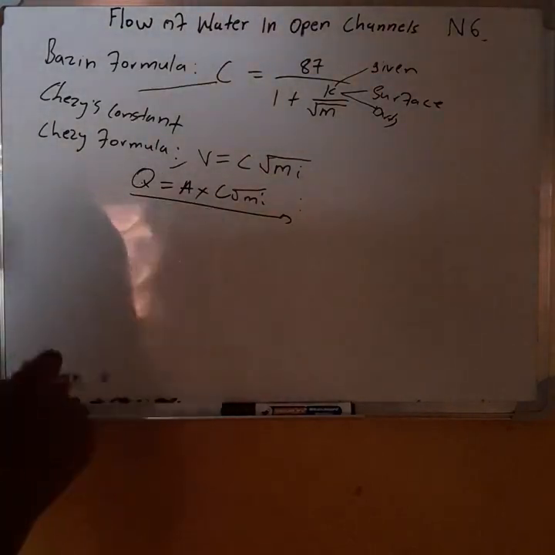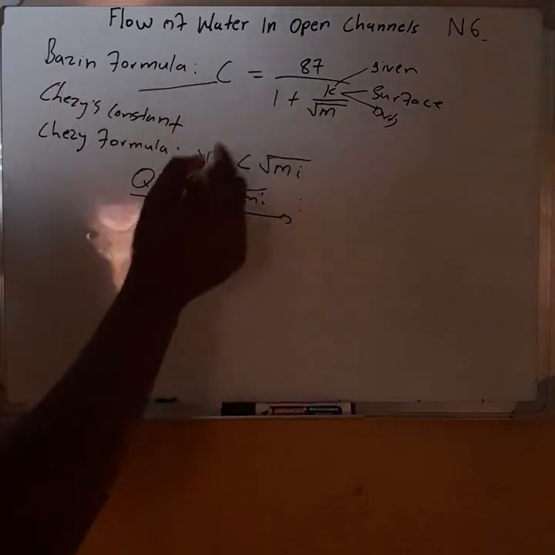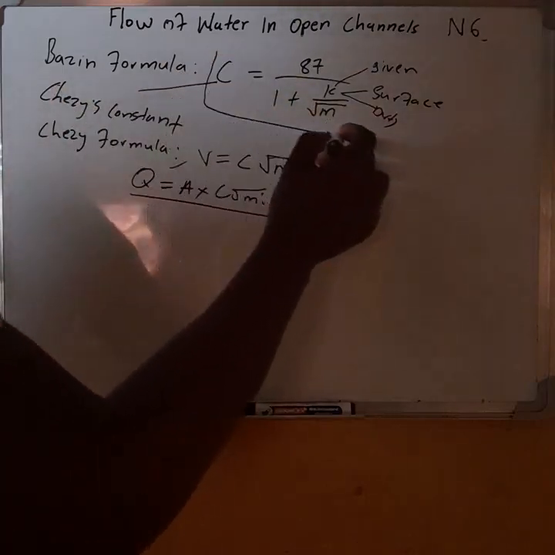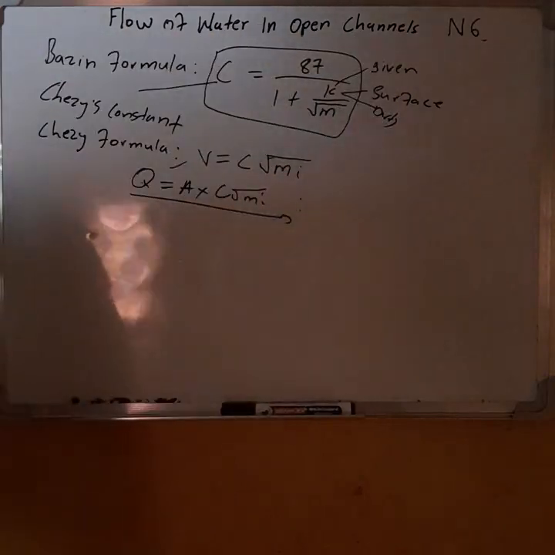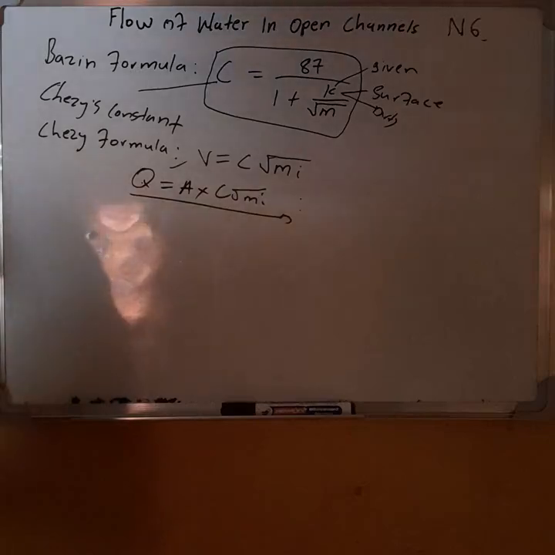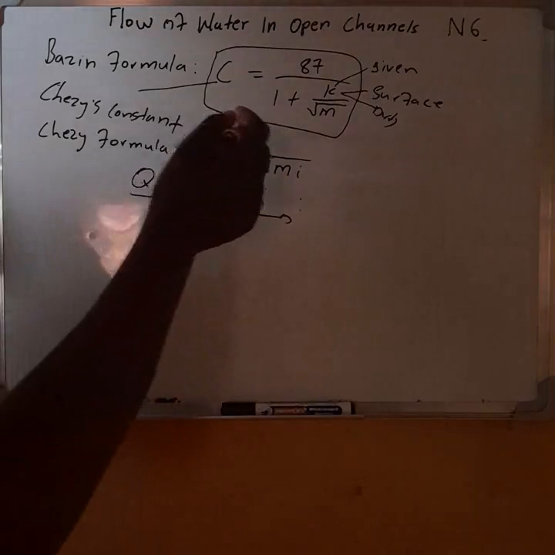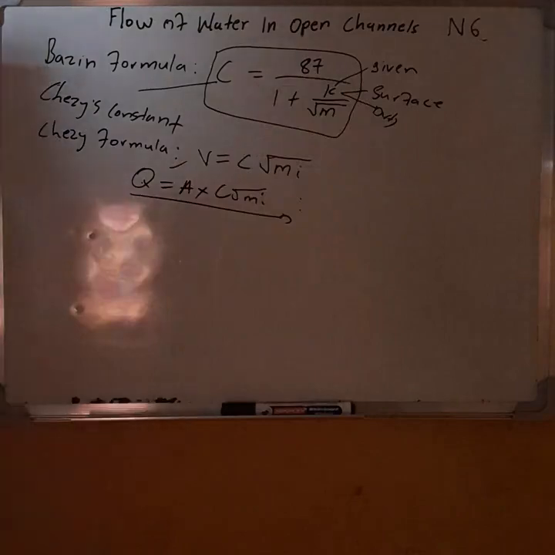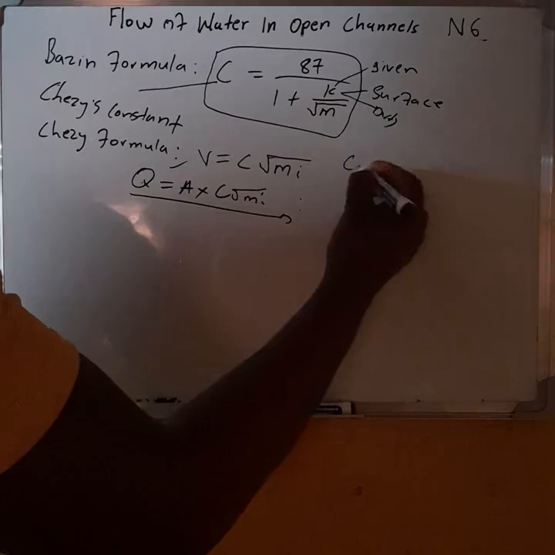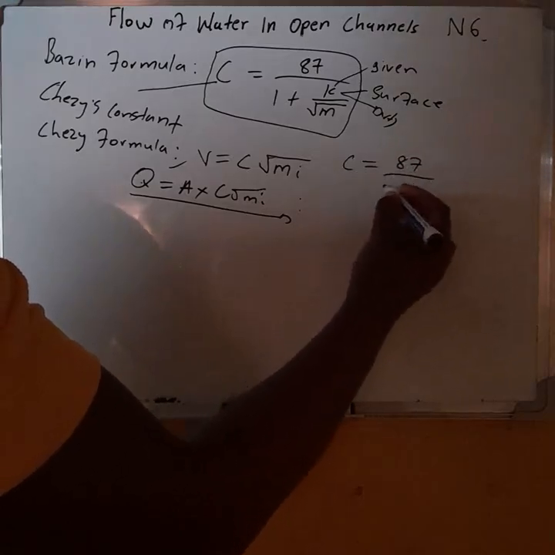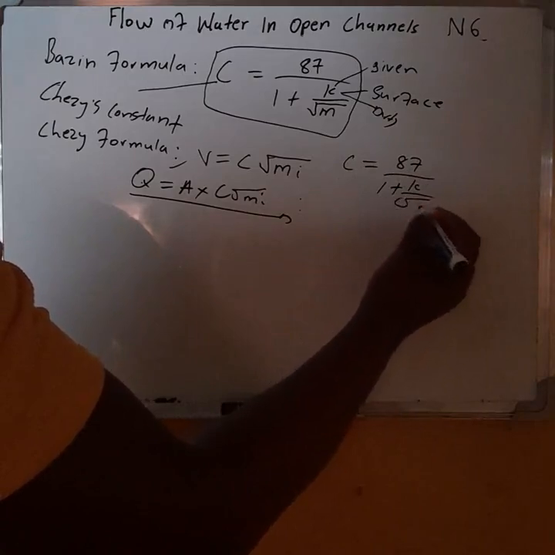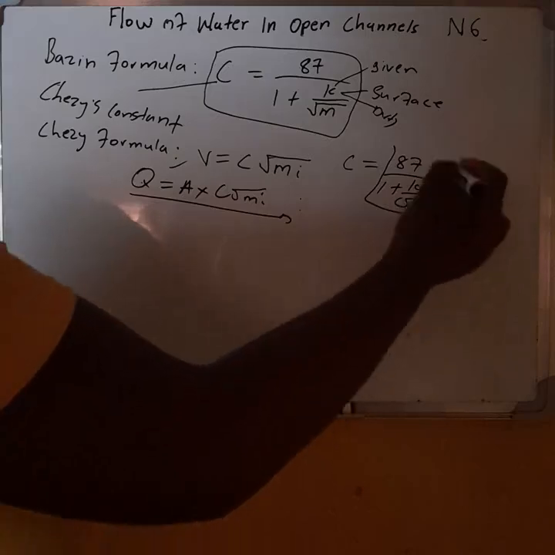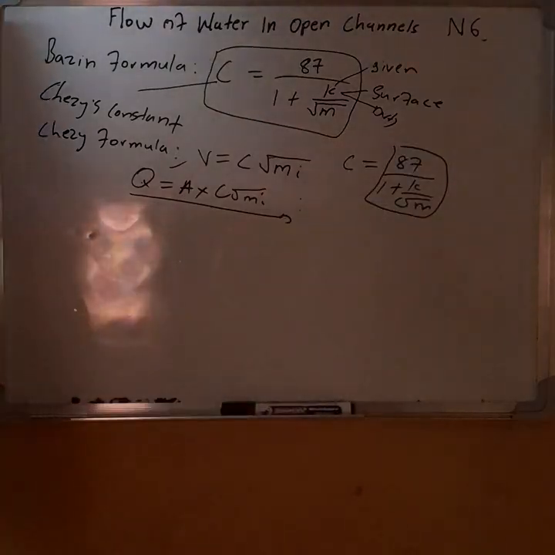So this is the formula that you're supposed to know. If you are given K, you should use this formula, in which C is equal to 87 over 1 plus K root M. You must know this Bazin formula.